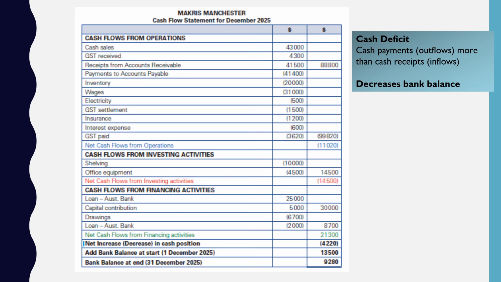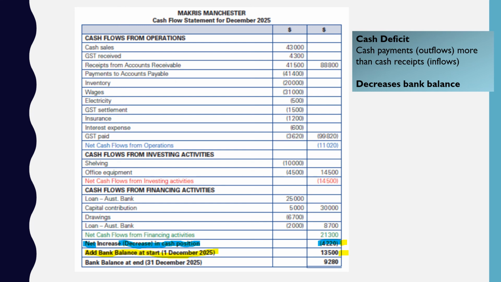We now know that we have a net decrease in cash position by $4,220. This cash deficit will decrease the bank balance. So in other words, whatever bank balance that we had at the start will now be decreased and we'll end up with a lower bank balance at the end. What we need to do now is to take the net cash deficit and add it to the opening bank balance at the start of the period.